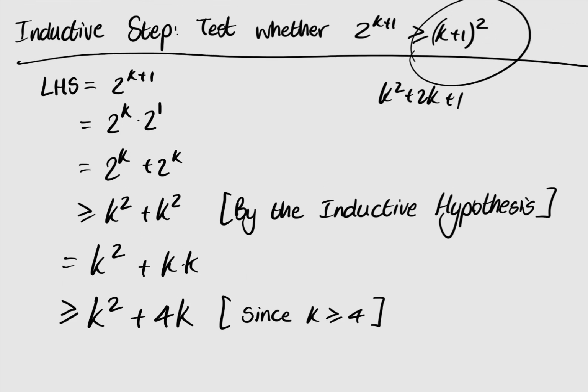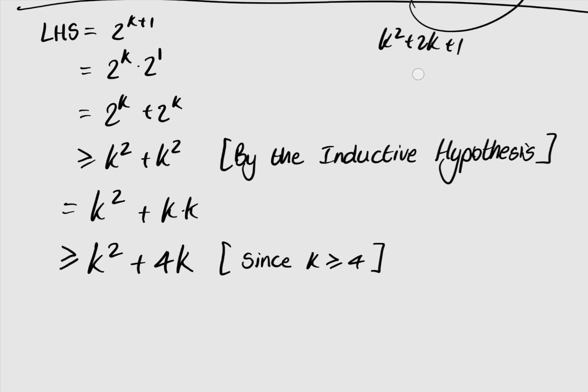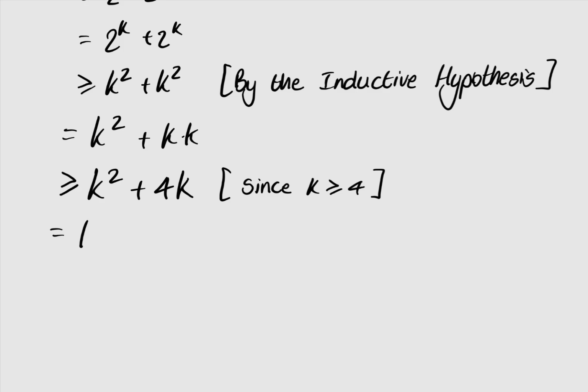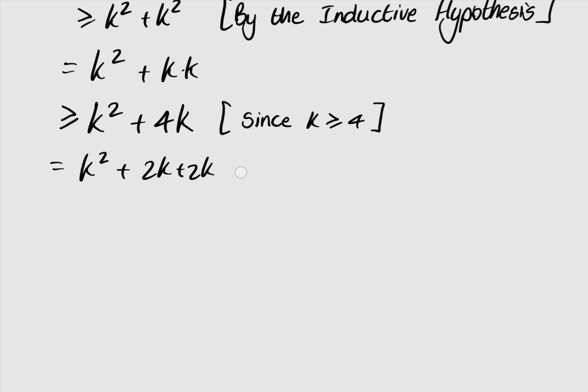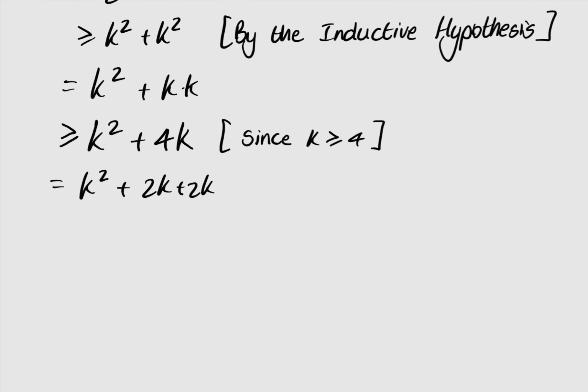So we have k squared plus 4k. Now to get the 2k, we just break the 4k into two 2k's, right? 2k plus 2k plus 1. That's just basic algebra. Sorry, I don't know where that 1 came from. I'm getting ahead of myself.